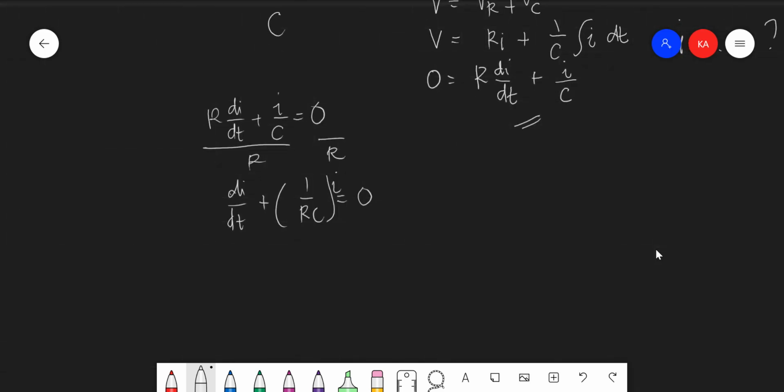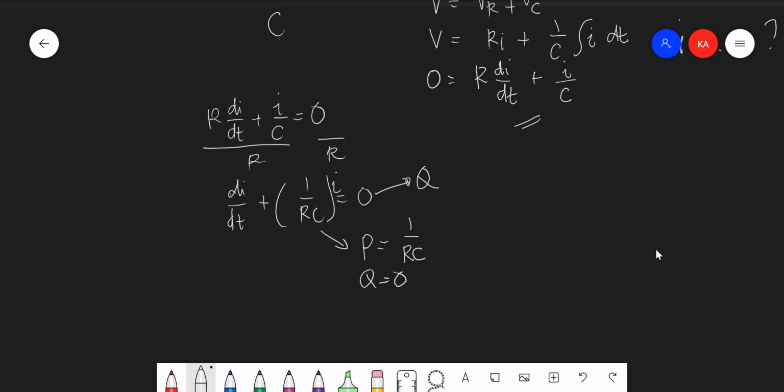We can solve it by using the integrating factor. So this is the P, right? P is 1 per RC. And then this is the Q. Please remember the integrating factor method. So Q is equal to 0.